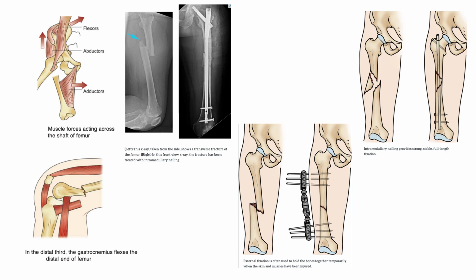So intramedullary nailing provides a strong, stable, full-length fixation. Here there is no chance of the bony fragment, the fractured fragment, the broken pieces moving or running away. It stays in a line, and because of the intramedullary nailing, it helps in better healing because that is aligned properly.